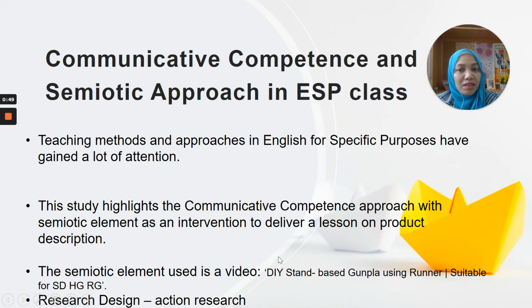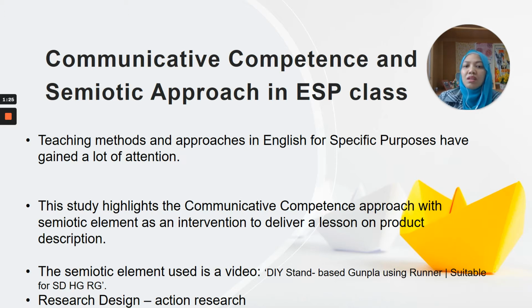So the pillars of this study are communicative competence and the semiotic approach in my ESP class. It has been witnessed that teaching methods and approaches in ESP have gained a lot of attention. People have done so many things in order to deliver ESP classes. So in my study, I'm highlighting communicative competence with the use of a semiotic element as an intervention in order to deliver my class, which focused on product description.